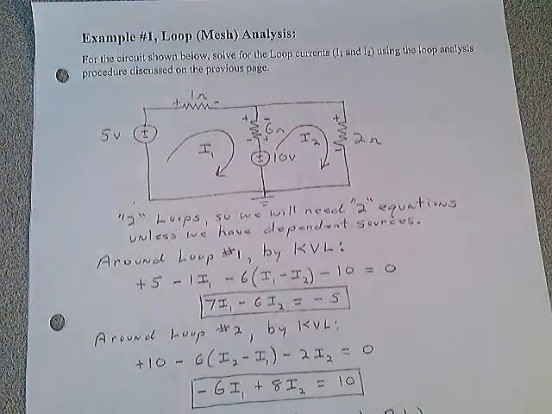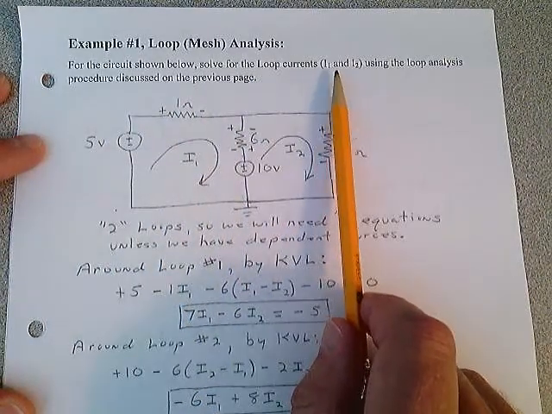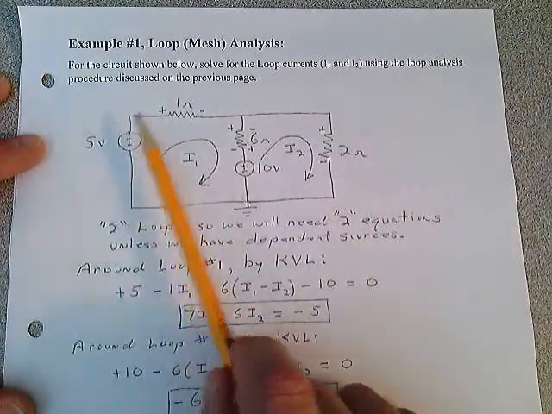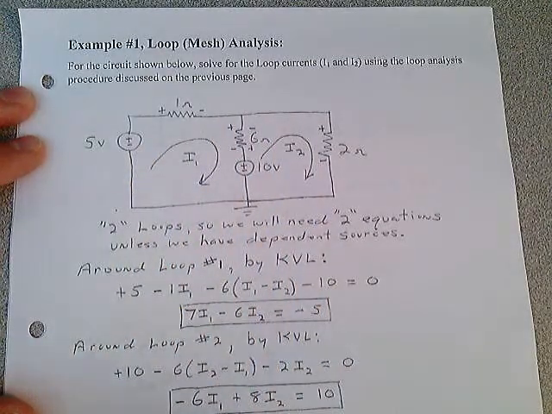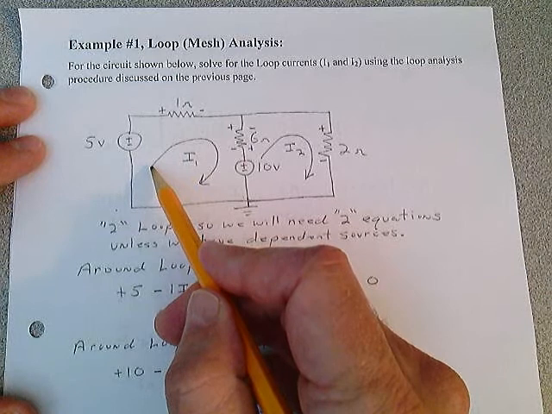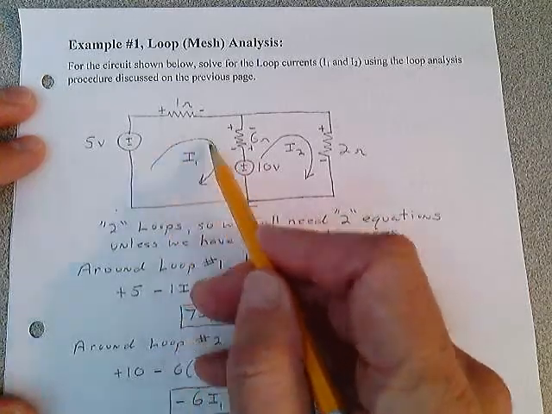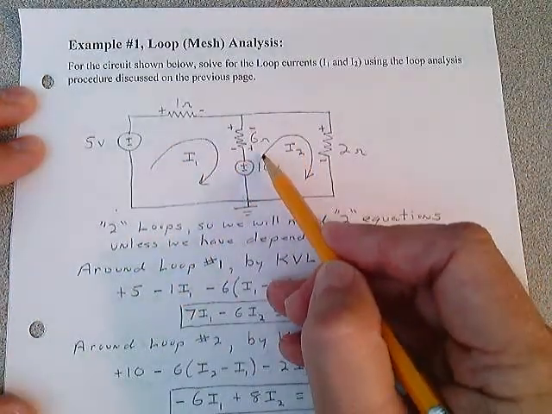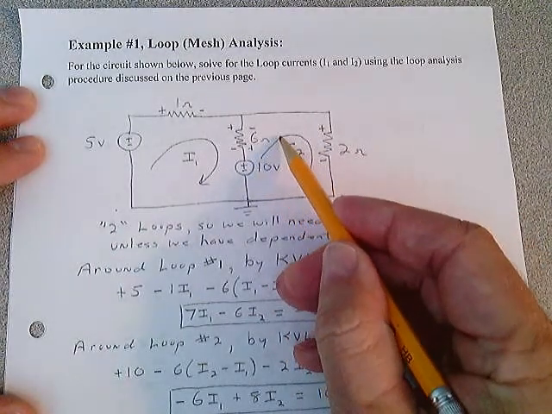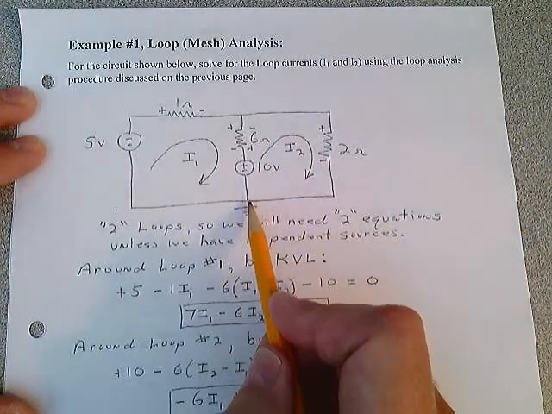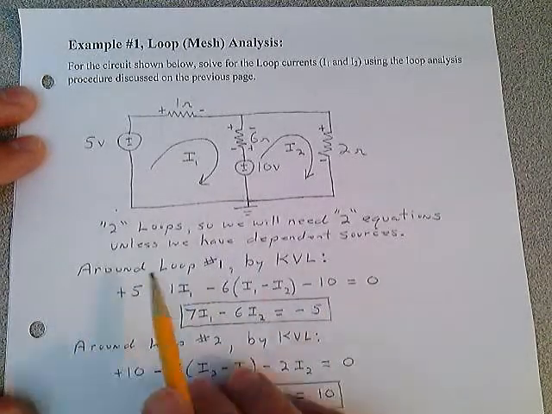Starting out on page 51, example number 1. For the circuit shown below, solve for the loop currents I1 and I2 using the loop analysis procedure discussed on the previous page. Here's a circuit, and for this first example, I'm going to assign some currents. I assigned a loop current I1 in a clockwise direction around the left-sided window, and I went ahead and assigned a loop current I2 in a clockwise direction around the right-sided window after I chose my reference node. 2 loops, so we'll need 2 equations unless you have dependent sources.